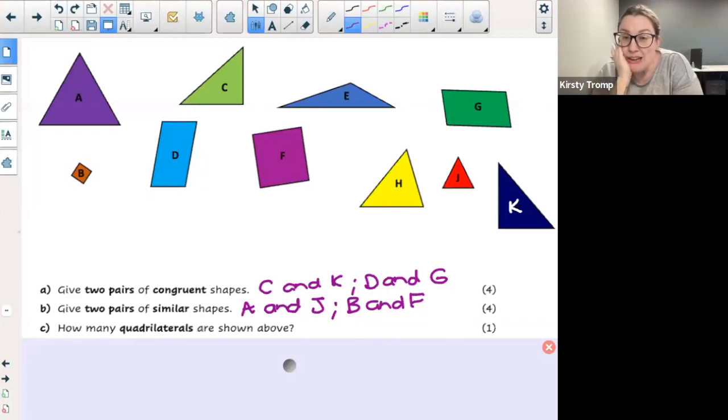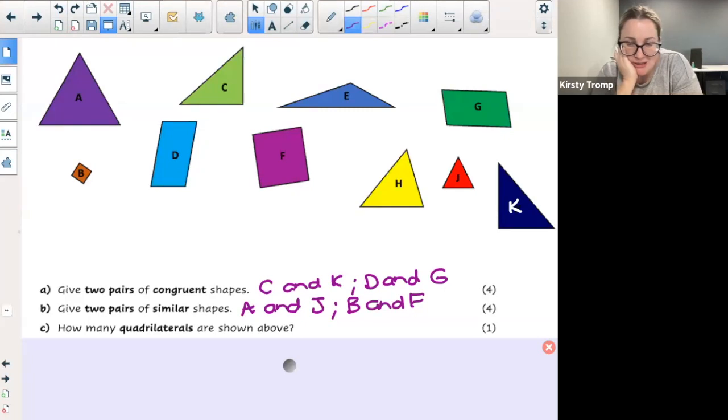Christian, first of all, what is a quadrilateral? A quadrilateral is a shape that has four sides. Four sides. Well done. How many quadrilaterals do you see on the screen? I see B and F. I agree with you, B, F. Remember, for a quadrilateral, the sides don't have to be the same. There just has to be 4 sides.